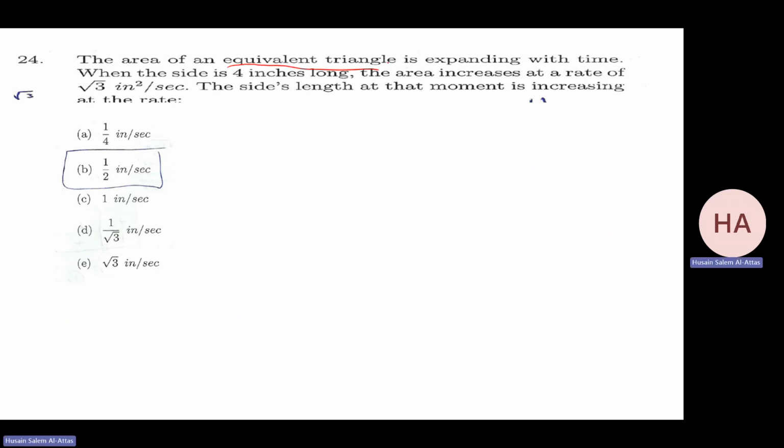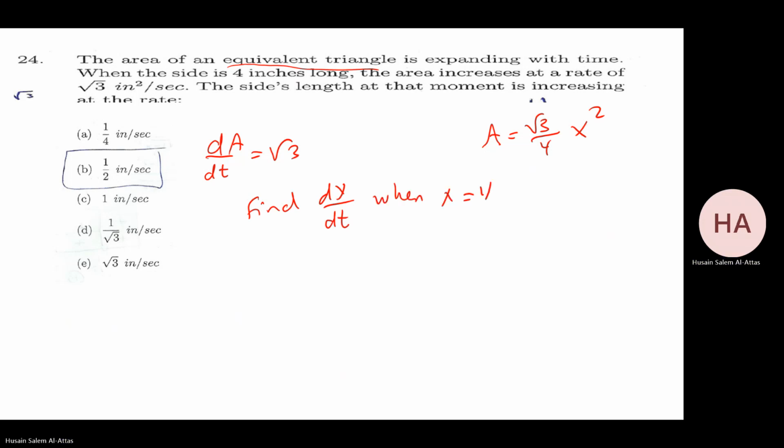Same thing, equilateral triangle, area of the triangle. So A equals square root 3 over 4 x squared. He says the area increases. I know now he gave me the area. It increases at square root of 3. Find dx by dt when x equals 4.